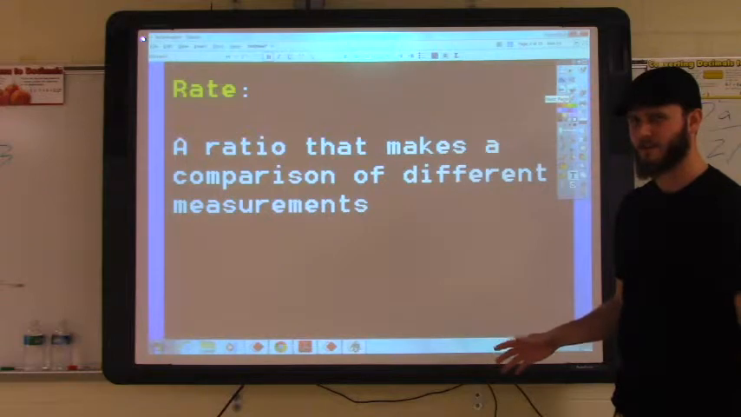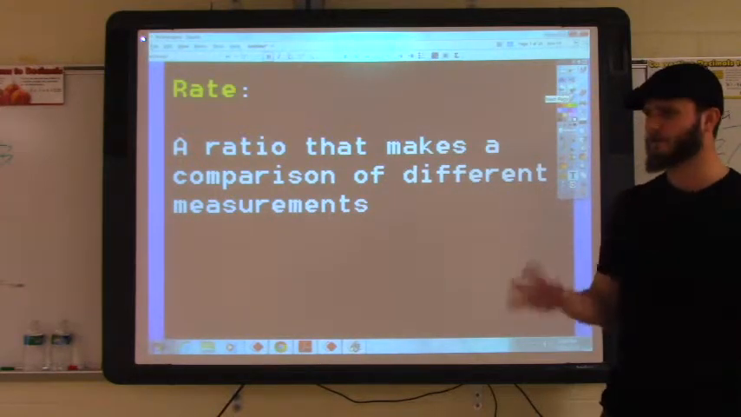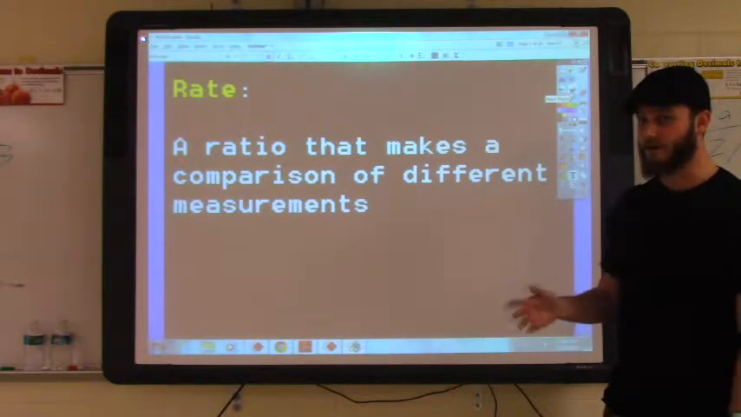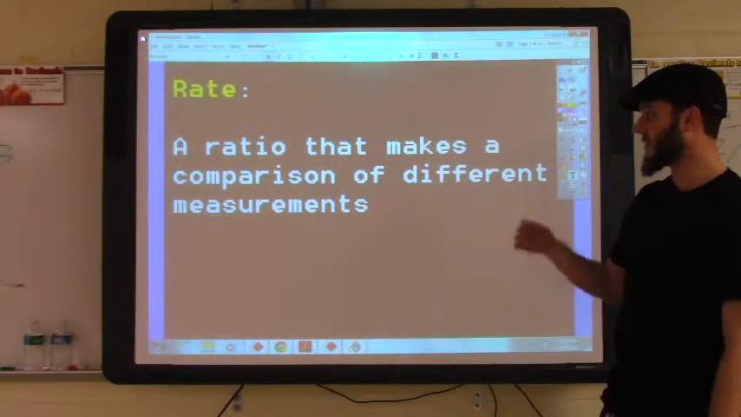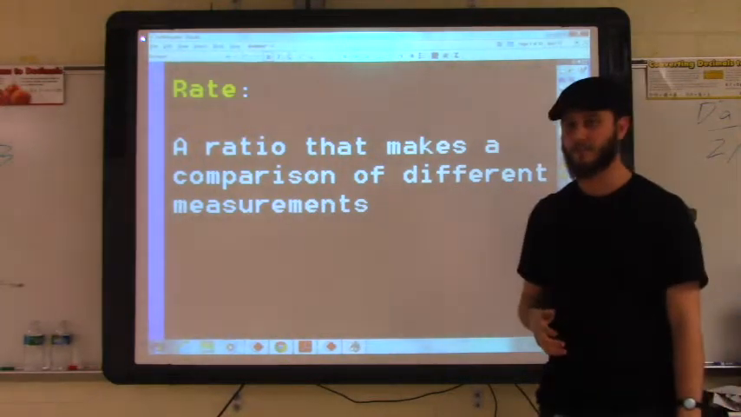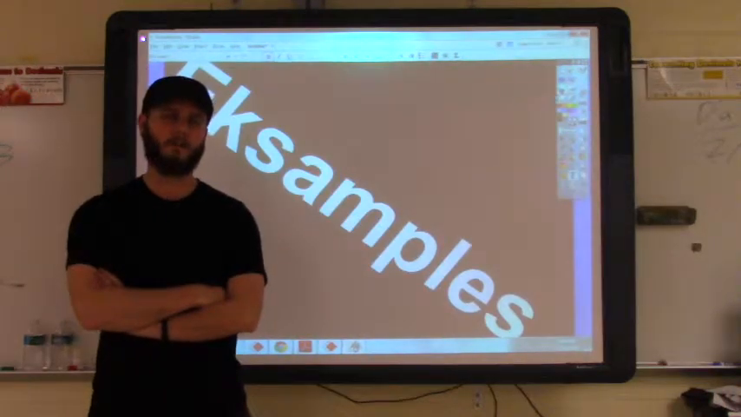Now that we got that out of the way, let's go ahead and talk about what a rate is. A rate is a very special kind of ratio. It's a ratio that makes the comparison of different measurements. Let's go ahead and talk about some examples.